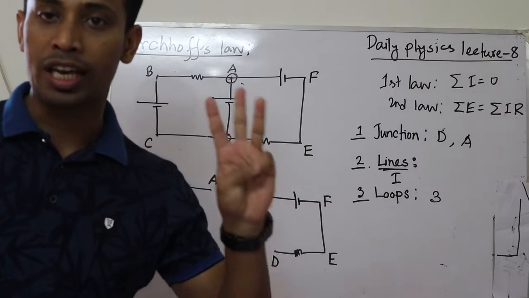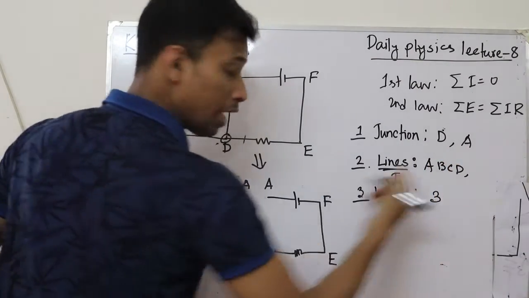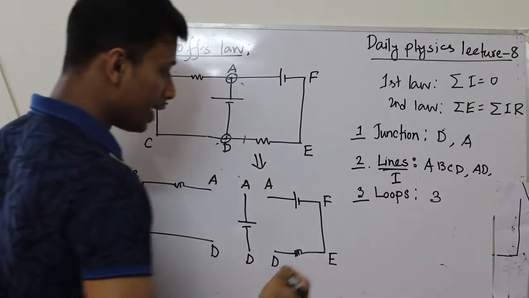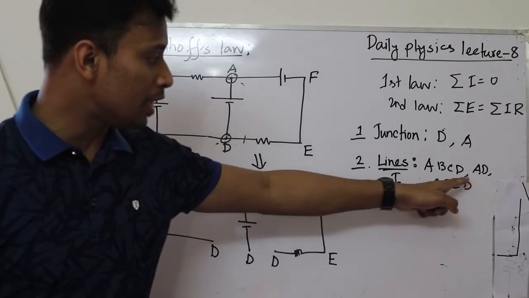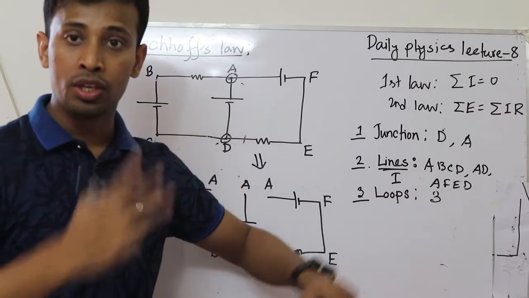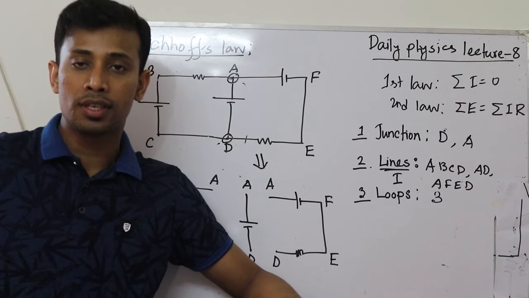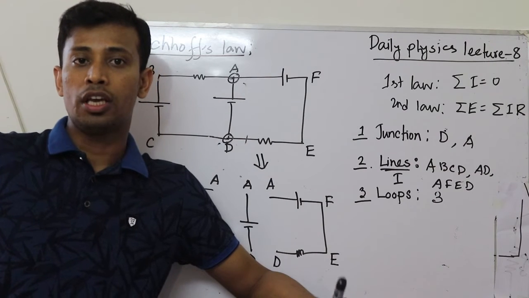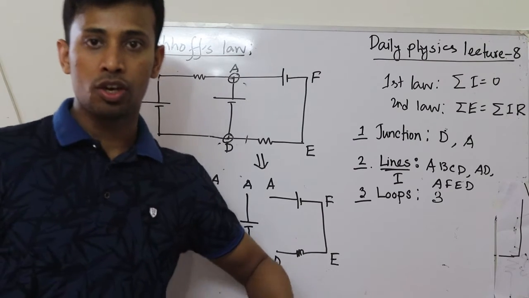So this circuit contains 3 lines, and the lines are ABCD, one line, AD, another line, and the third line is AFED. So there are 3 lines: ABCD, AD, AFED. So A to D, A to D, A to D. So there are 3 lines, which means this circuit contains 3 currents. I already said that the amount of current flow is equal to the number of lines. So if we have 3 lines, that means there are 3 current flows. So these are important for a circuit.